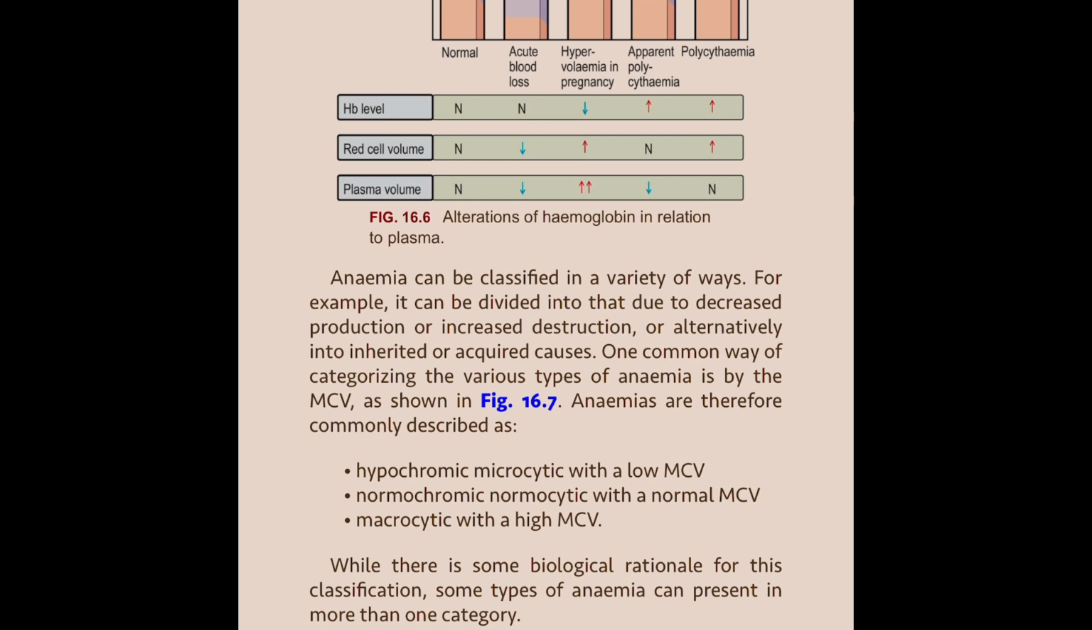Anemias are therefore commonly described as hypochromic microcytic with a low MCV, normochromic normocytic with a normal MCV, or macrocytic with a high MCV. While there is some biological rationale for this classification, some types of anemia can present in more than one category.